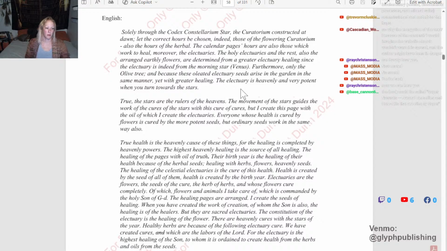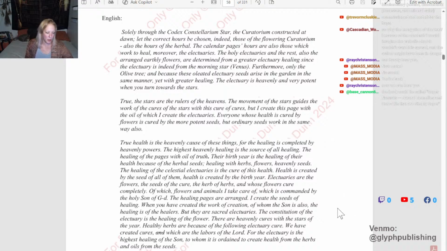Okay, so now I'm going to read all of the English instead. It says true, the stars are the rulers of the heavens. The movement of the stars guides the work of the cures of the stars with this cure of cures. But I create this page with the oil of which I create the electuaries. Everyone whose health is cured by flowers is cured by the more potent seeds, but ordinary seeds work in the same way also.